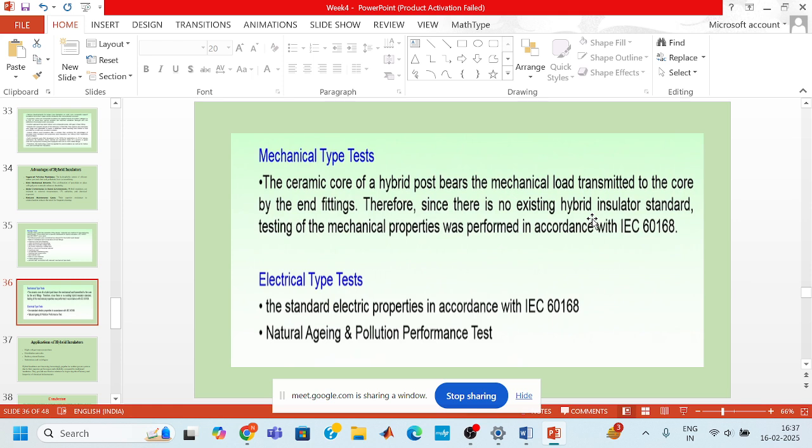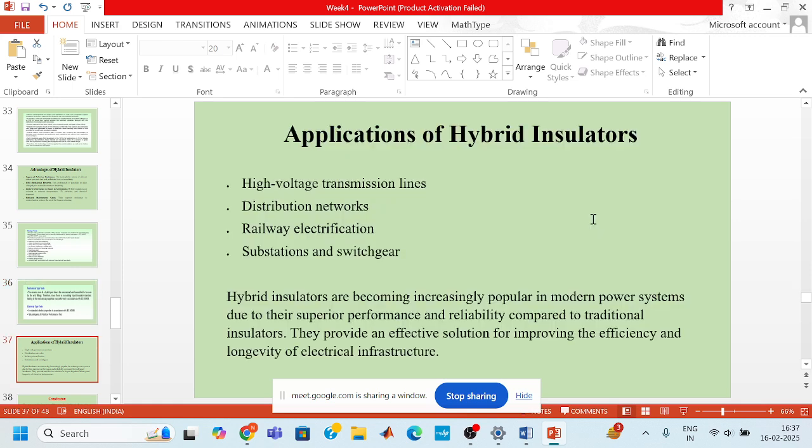So the standard electric properties are tested in accordance with the IEC 60168, and there is a natural aging and pollution performance test. So there are some applications of hybrid insulators, like high voltage transmission lines, distribution networks, railway electrifications, substations and switchgears.